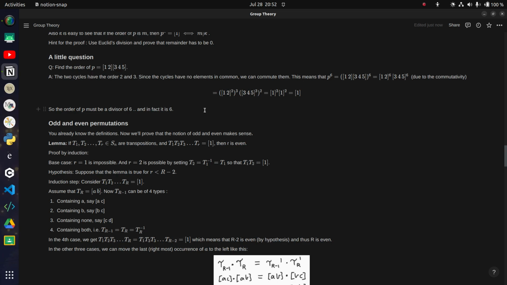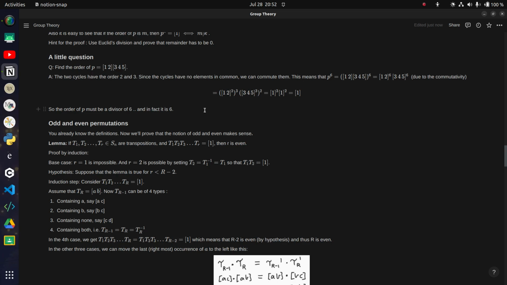So our hypothesis is that the lemma is true for, it's called the hypothesis, right? I'm a bit rusty on the terminology. Anyway, so we are assuming that the lemma is true for small r less than capital R minus 2, where capital R is some number. So let's go to the induction step now.